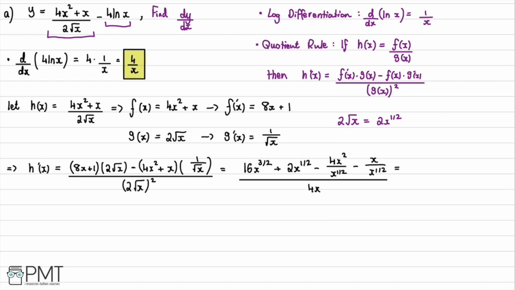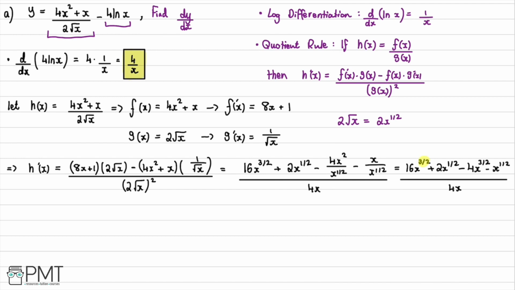So next, what we can do is tidy these terms up. This remains as 16x to the power of 3 over 2 plus 2x to the power of a half. And then simplifying 4x squared over x to the power of a half, we can take our x components together and do 2 take away a half, which is going to be 3 over 2. So we'll have negative 4x to the power of 3 over 2. Doing similar for the final one, we'll have 1 minus a half since we are dividing, and that is going to be x to the power of a half. And then once again, our denominator remains the same at 4x.